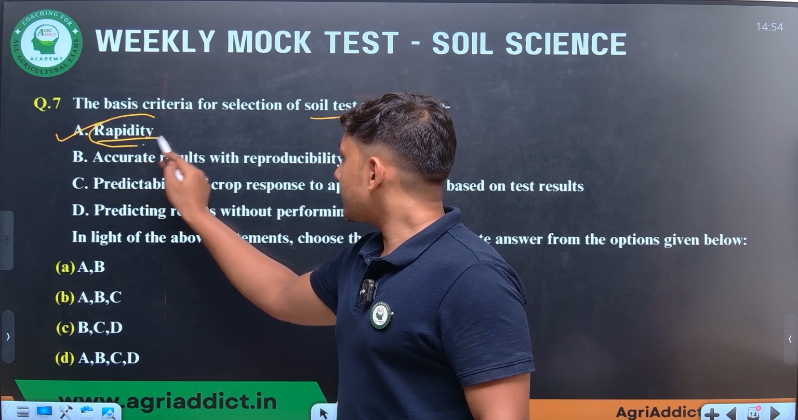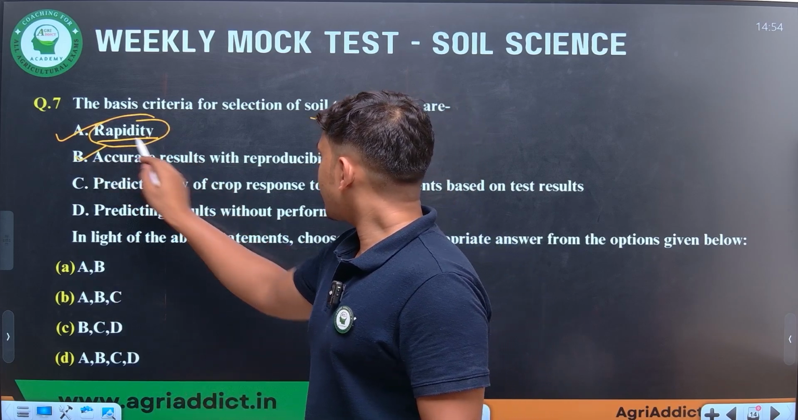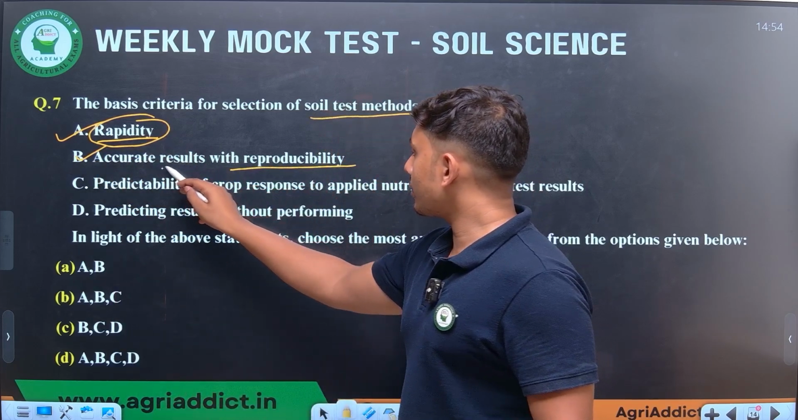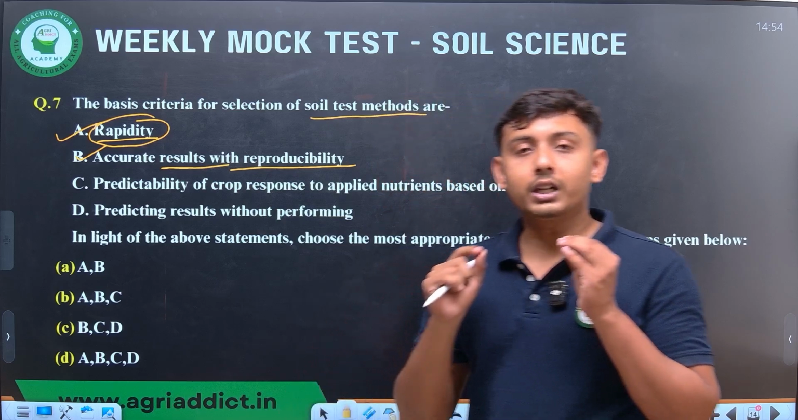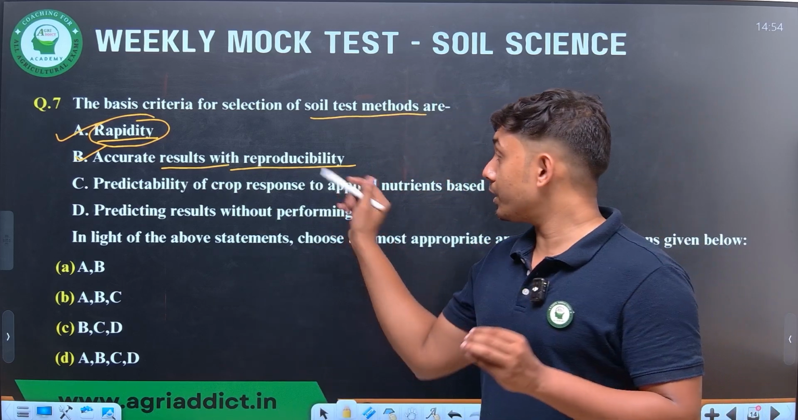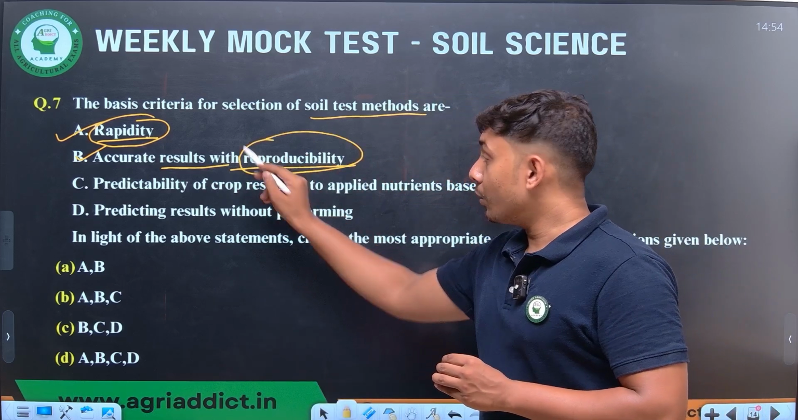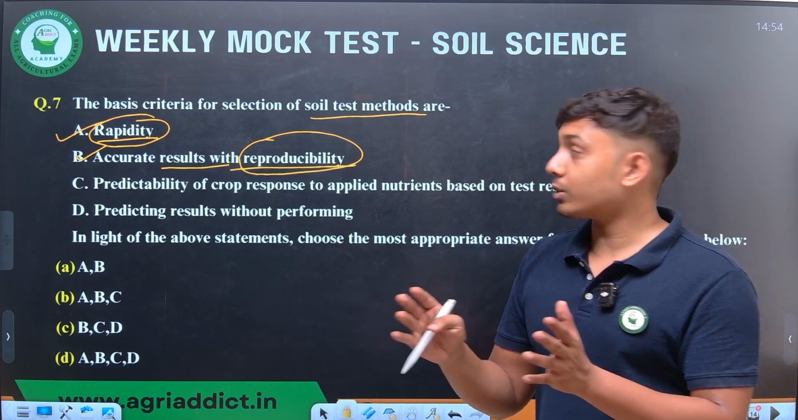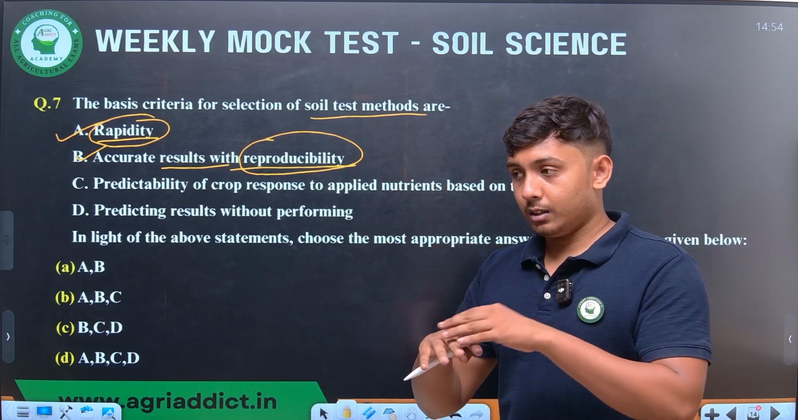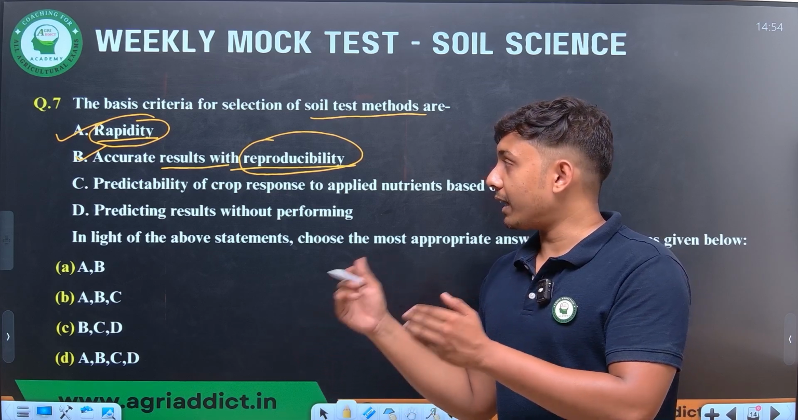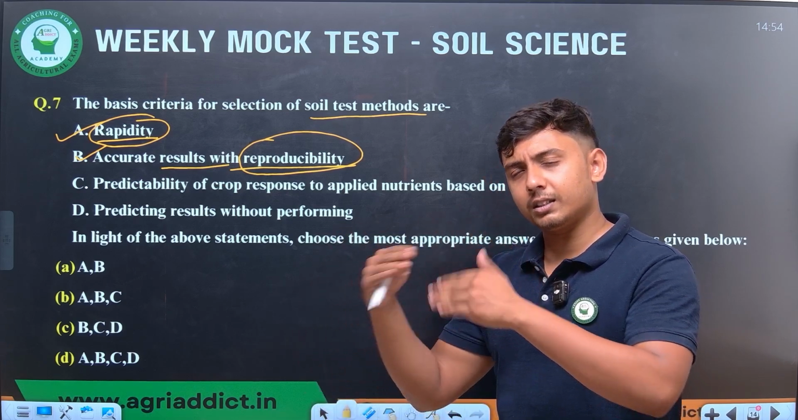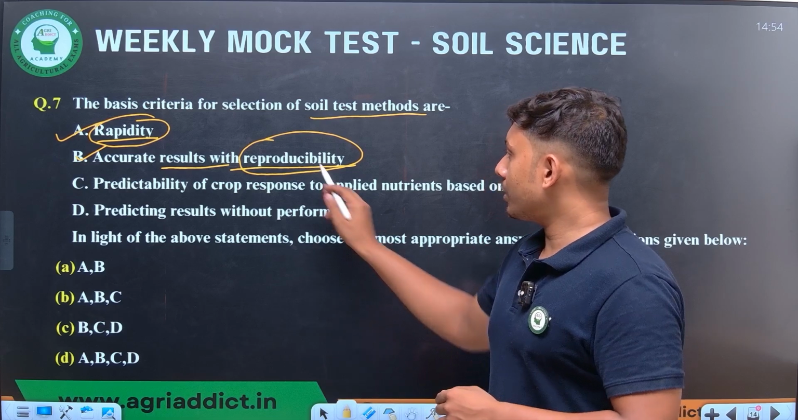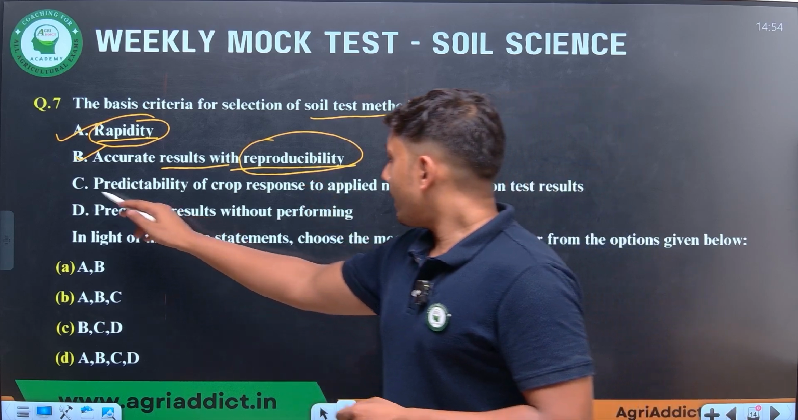So rapidity is correct. Accurate results with reproducibility, this is also a criteria, that we should get some accurate results, and also it should be reproducible. That means we can further perform this soil testing, the protocols, and by this we will get the same or similar or accurate result. So it should be reproducible.